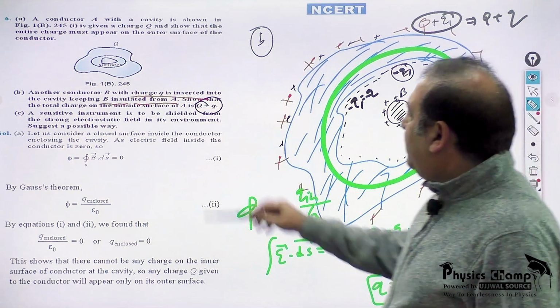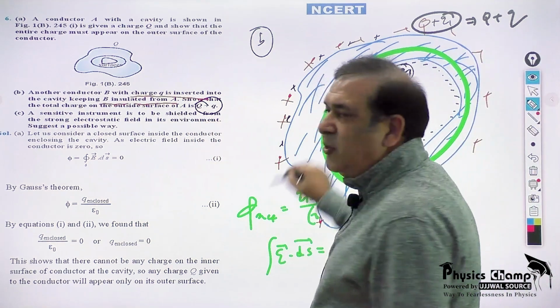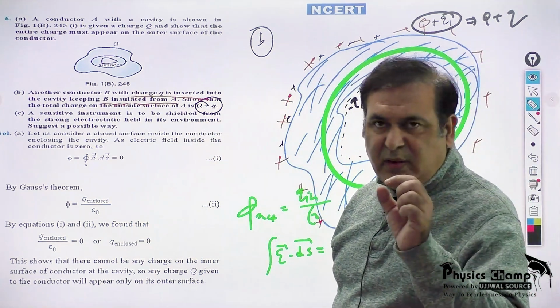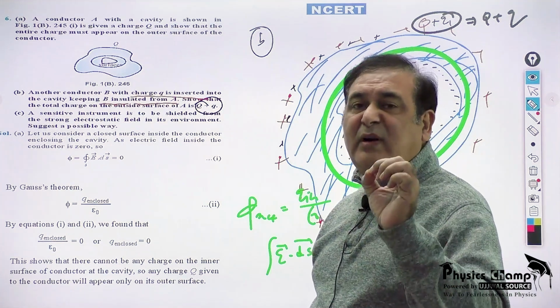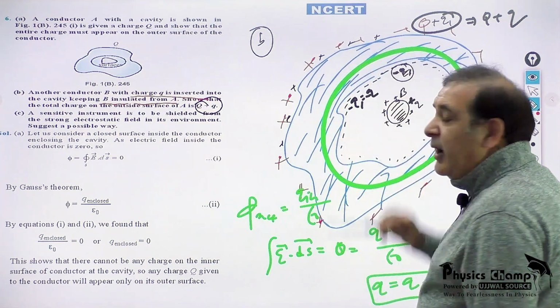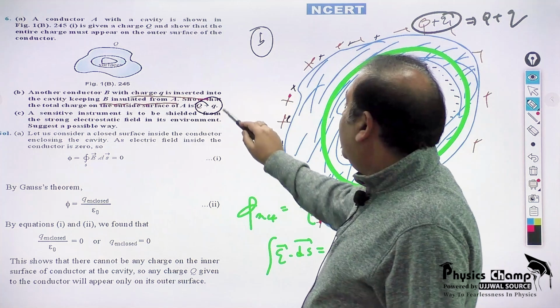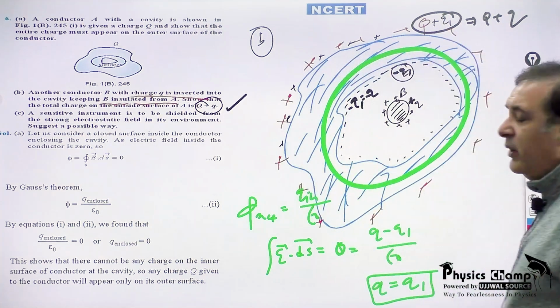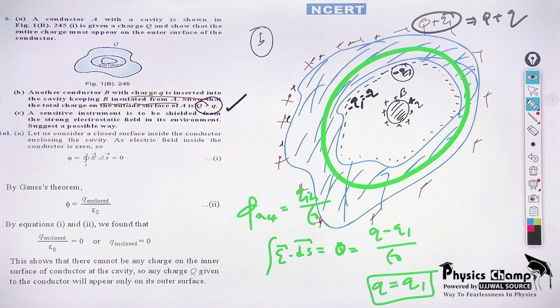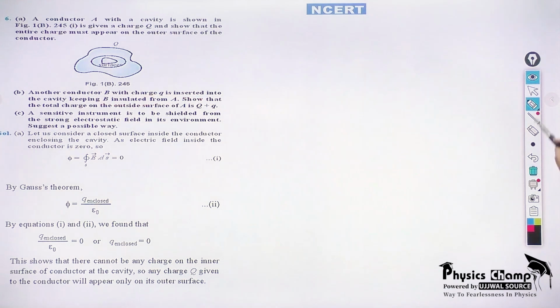So we needed to prove that when this charge q is inserted on an insulated conductor within it, then the net charge on the outside will be capital Q plus q. Now part C.